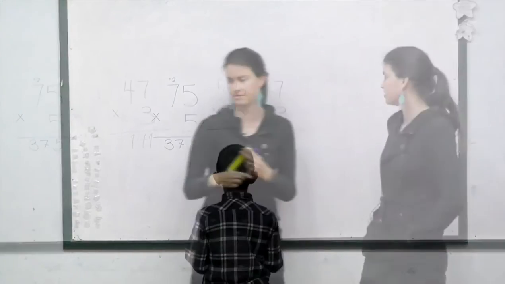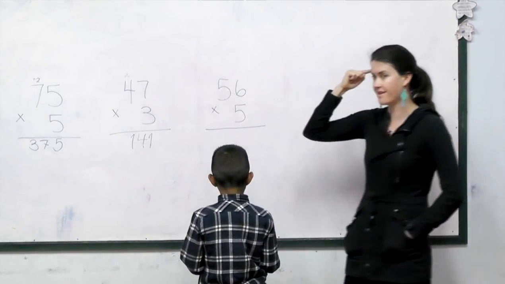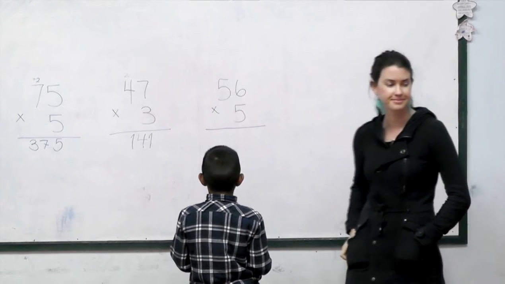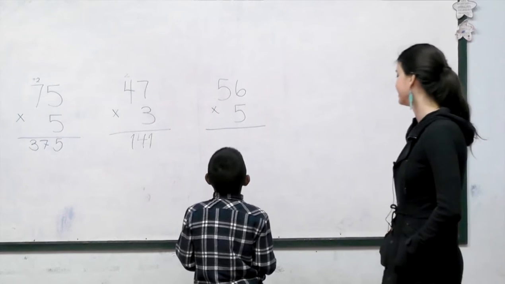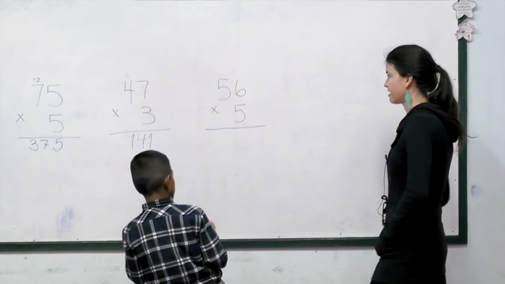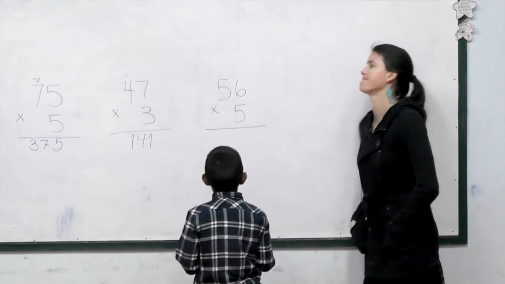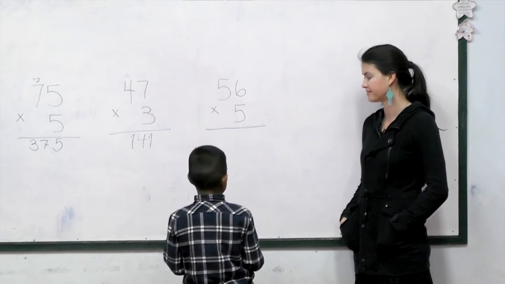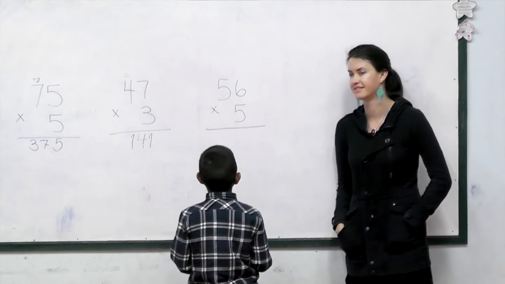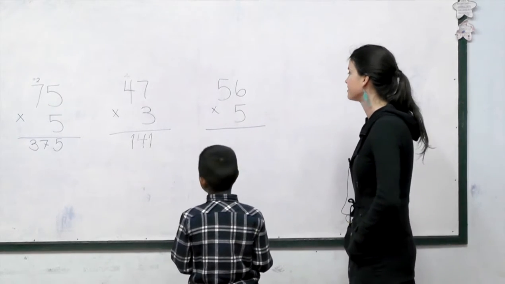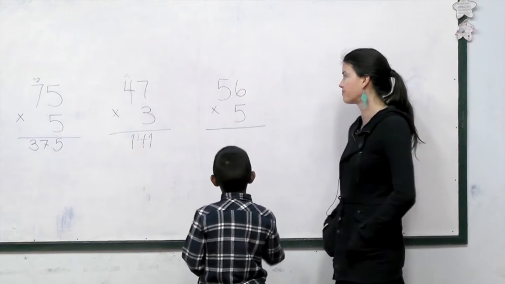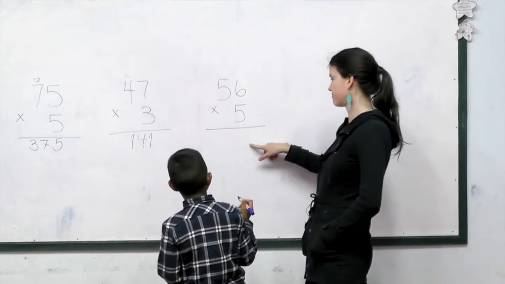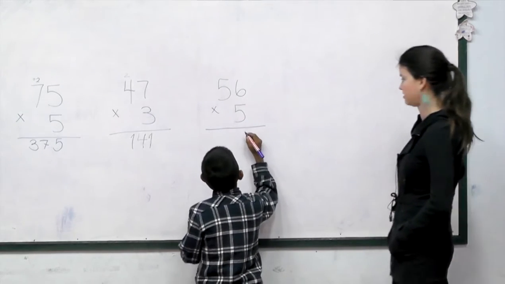Okay, who wants to go next? Start in our ones place. He's thinking about 6 times 5. What's 6 times 5? Okay, friends, help out our friend. 30. Can we just write 30 on the bottom? No. Show us what we need to do.